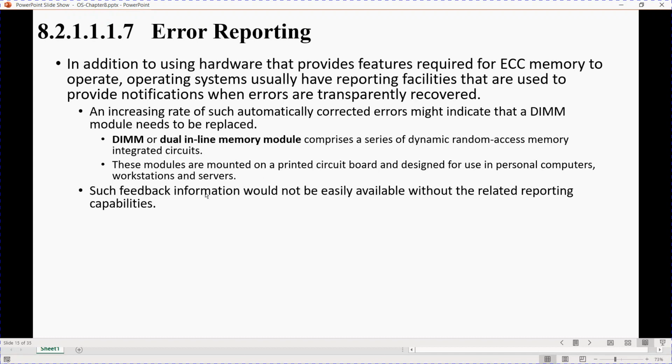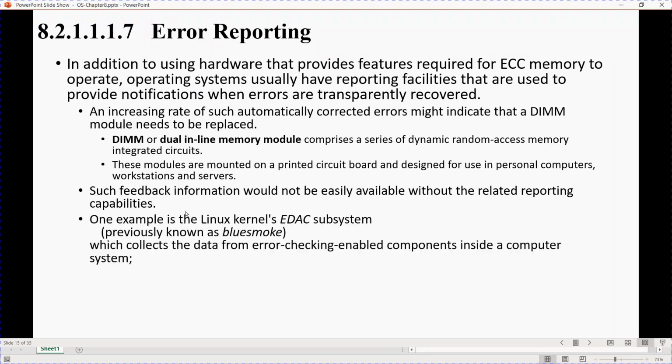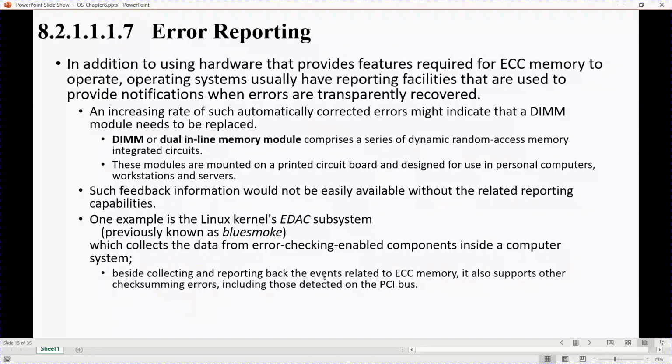This kind of feedback information is not easily available if we don't have the reporting capabilities built in. Linux has one, the EDAC subsystem, previously known as Bluesmoke. It collects data from the error checking components in the system. It collects all of the information about the memory correction and also those in the PCI bus.